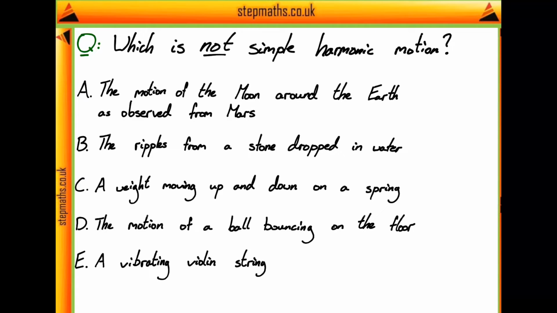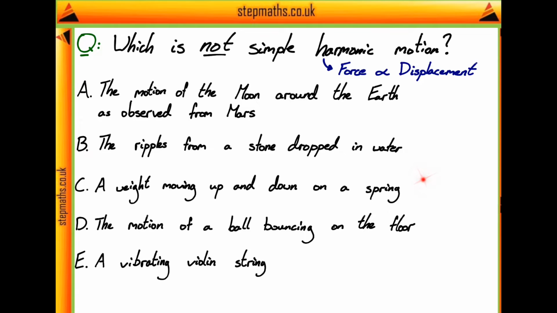To try and answer this question we need to think about what simple harmonic motion actually is. Basically, we have a restoring force which is always going to act at a rate which is proportional to the displacement of an object from its equilibrium position. To explain what this means, we can use a common example, which is actually given here as option C. And this is a weight moving up and down on a spring.